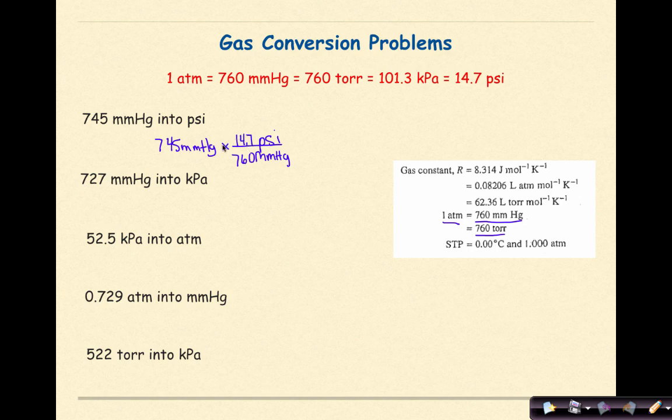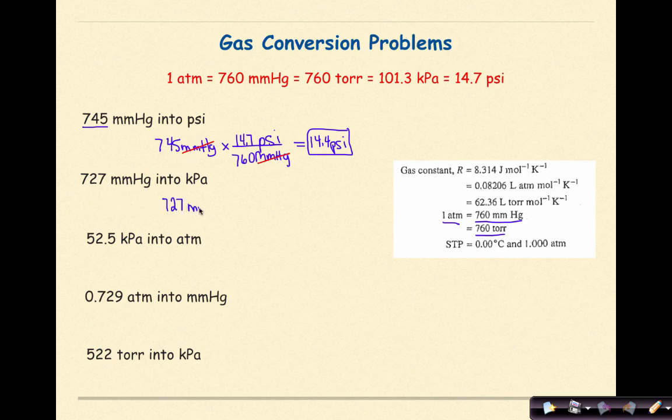Then I want to make sure that my units cancel. Millimeters of mercury cancels millimeters of mercury. And when I multiply 745 times 14.7, I get 14.4 psi. Always taking into account how many original significant figures that I had. So I started with 3, I should end with 3. Let's look at the next one.